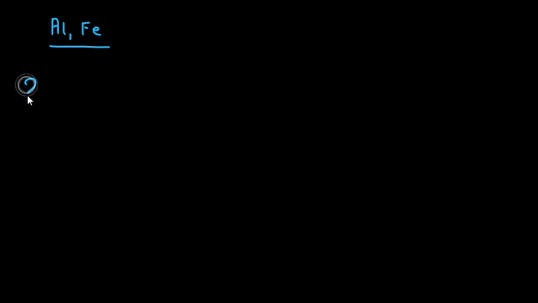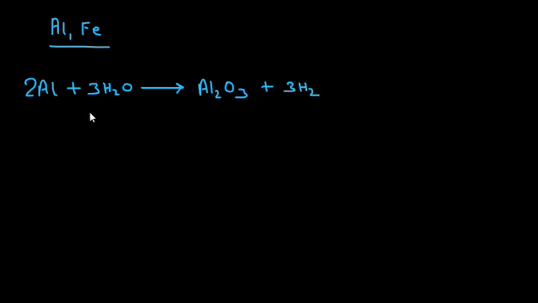So 2Al plus 3H2O gives Al2O3 plus 3H2. 3Fe plus 4H2O gives Fe3O4 plus 4H2.